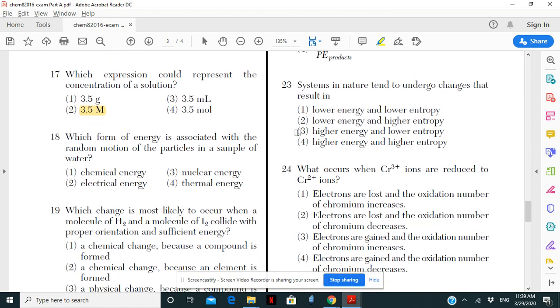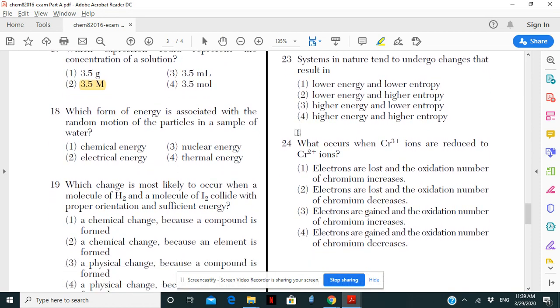Question number 18. Which form of energy is associated with random motion of a particle in a sample of water? So we're talking about type of energy. Chemical energy, I don't have any reaction, so I don't have a chemical energy.